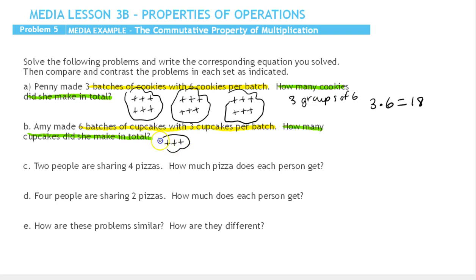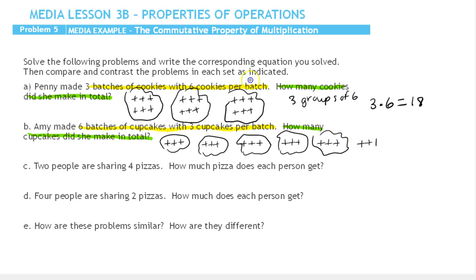So there's the first batch, the second batch, the third batch, the fourth, the fifth, and the 6th batch. So we have 6 groups of 3. So we'd write that as an equation as 6 times 3 equals 18.